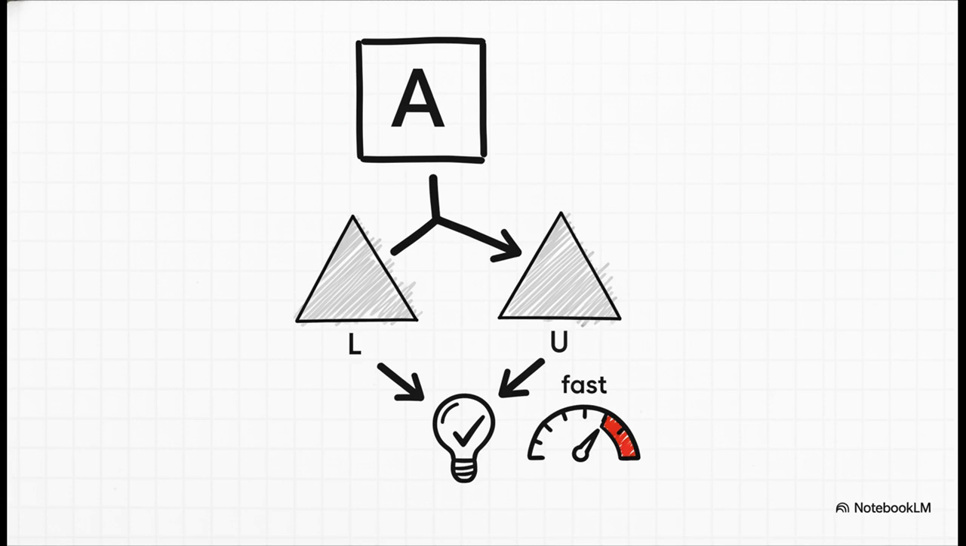Now, U is the same upper triangular matrix we already got from Gaussian elimination. That's our hard work. And L is the special lower triangular matrix that perfectly stores a record of exactly how we did that elimination. By saving these two matrices, we can solve for any new output with two super fast steps. It is just orders of magnitude more efficient.